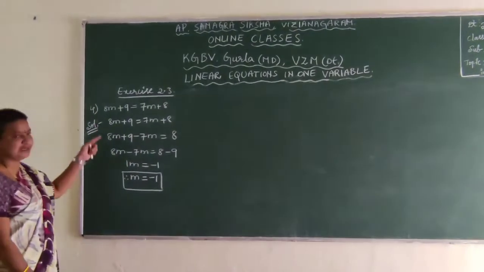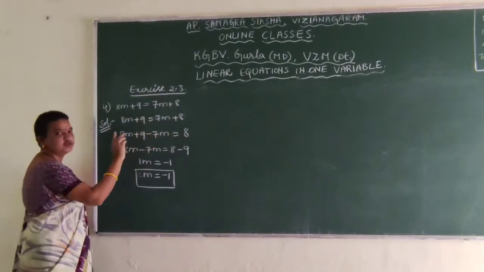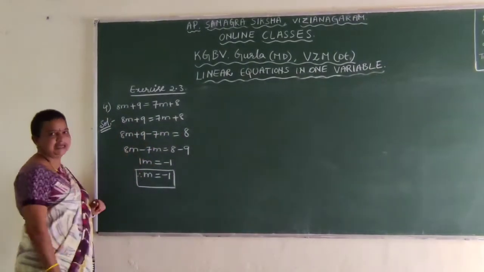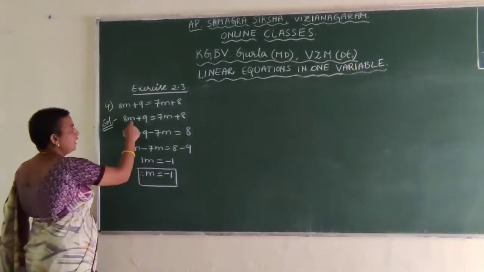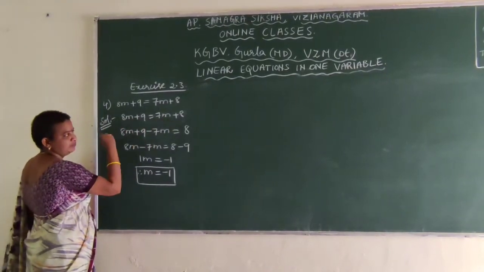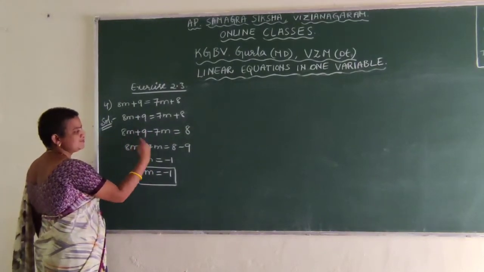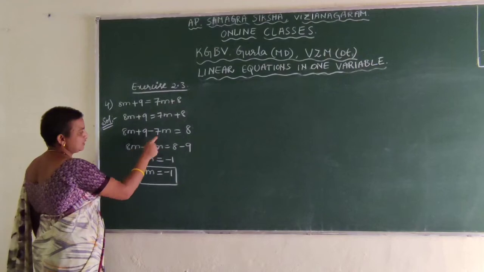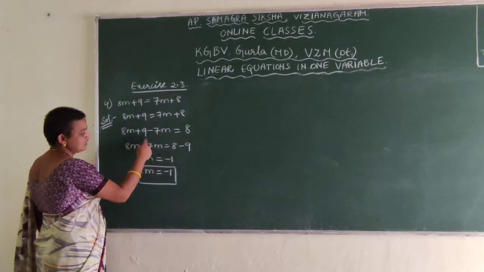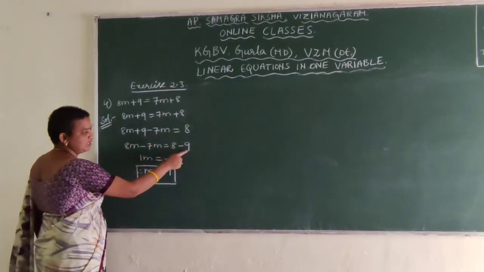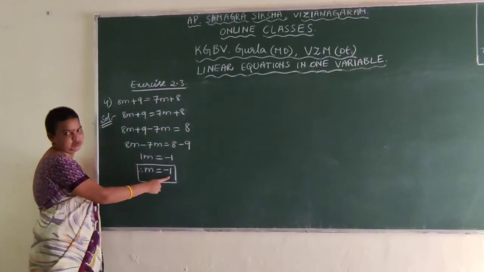Okay, children? Once I repeat. 8m plus 9 is equals to 7m plus 8. First, you have to transpose 7m to LHS because we have to separate variables and constants. So, 8m plus 9 minus 7m is equals to 8. In this, now you have to transpose plus 9 to RHS. So, 8m minus 7m is equals to 8 minus 9. 8 apples minus 7 apples means 1 apple is equal to 8 minus 9, which means minus 1. So, the value of variable m is equals to minus 1.